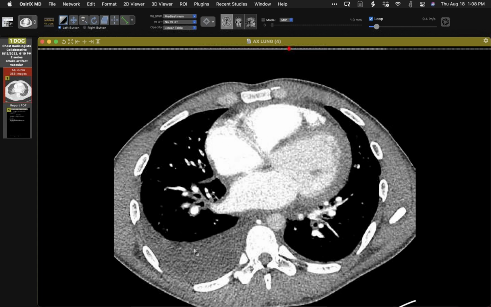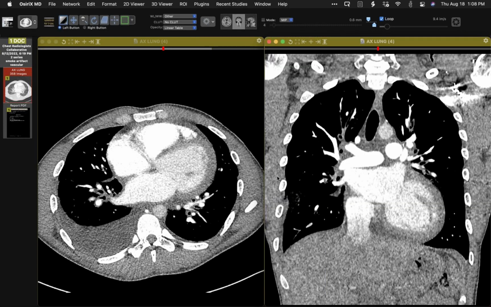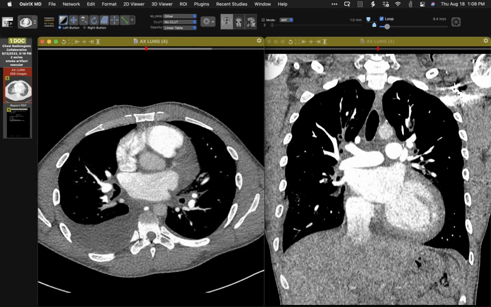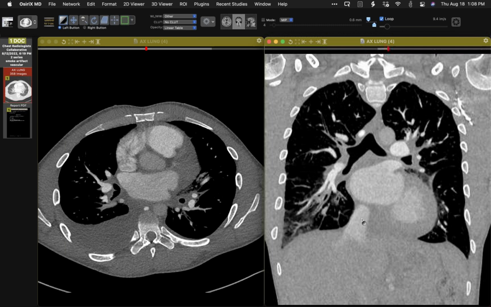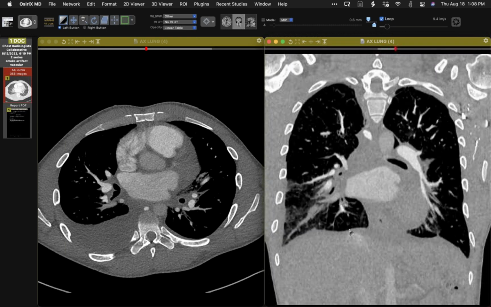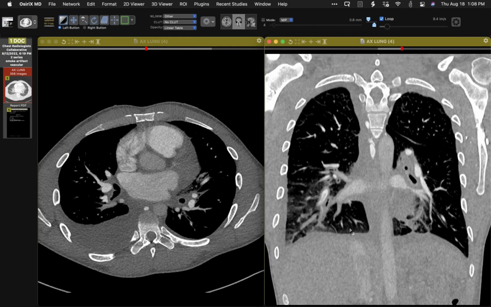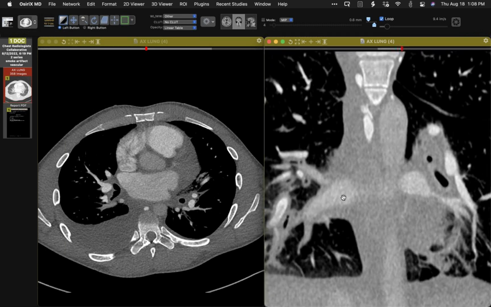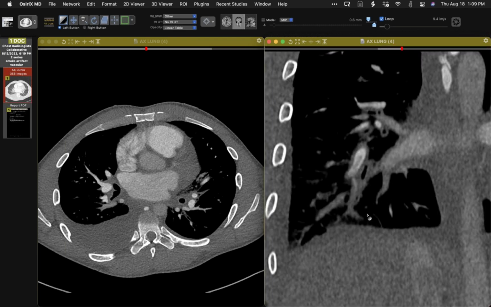Now I'm going to show you, and I'm going to make this a coronal as well to show you a really interesting finding. So let me get to the right place. Now right here, and I'm going to zoom in here, in this right lower lobe pulmonary artery, you can see there is a filling defect. There it is there.